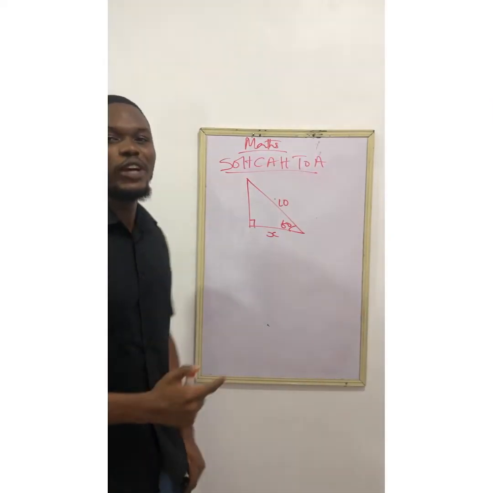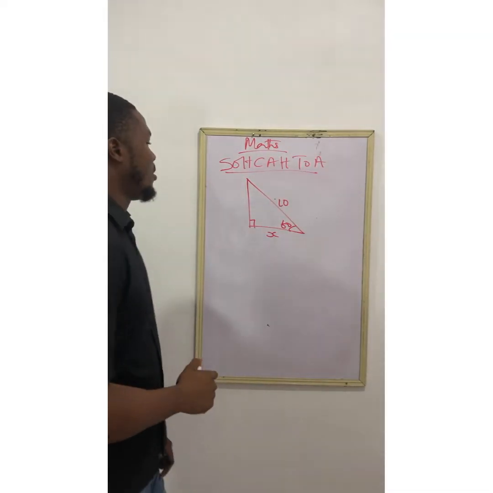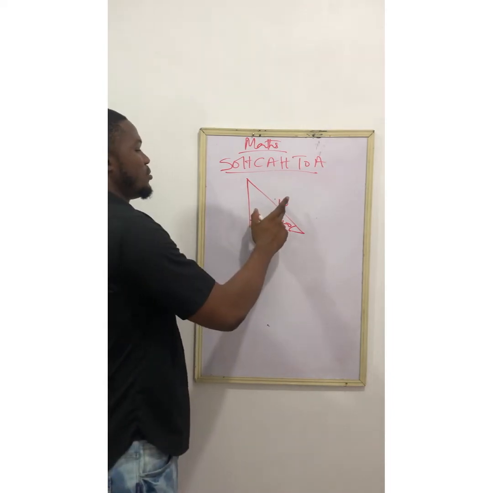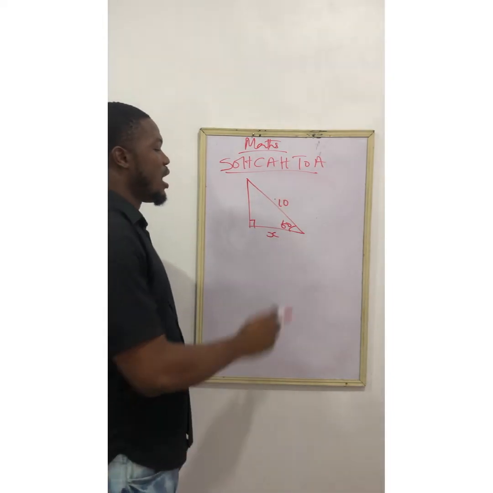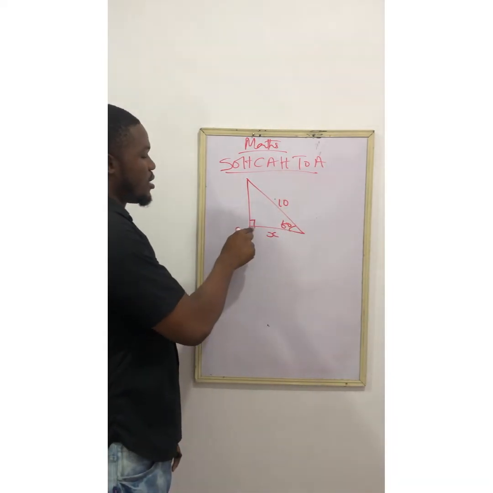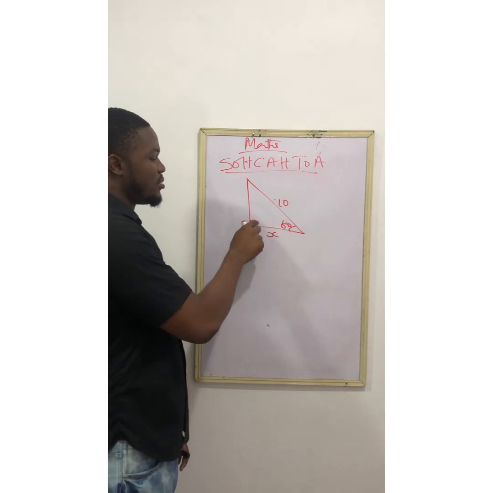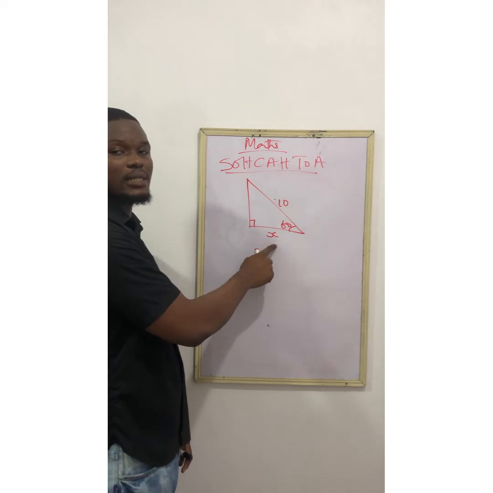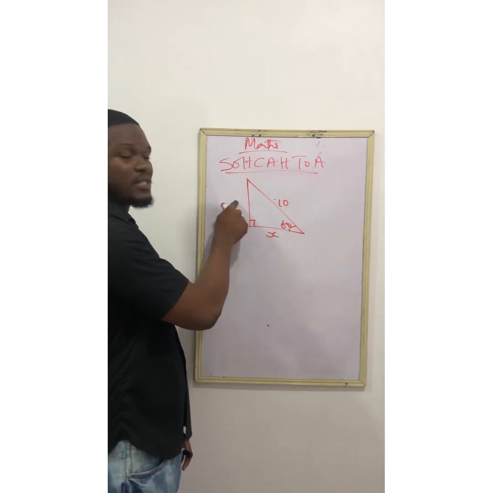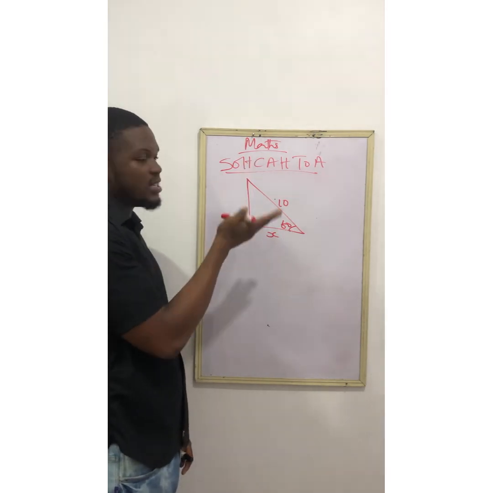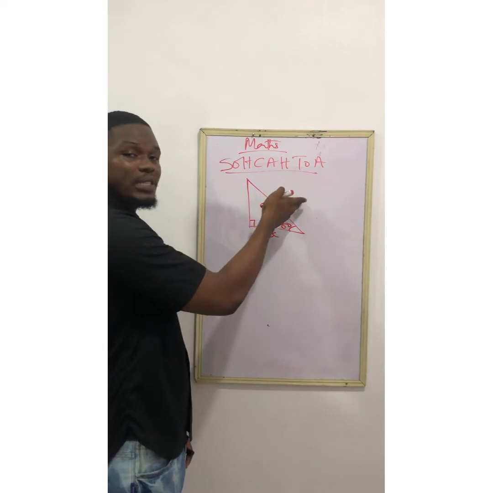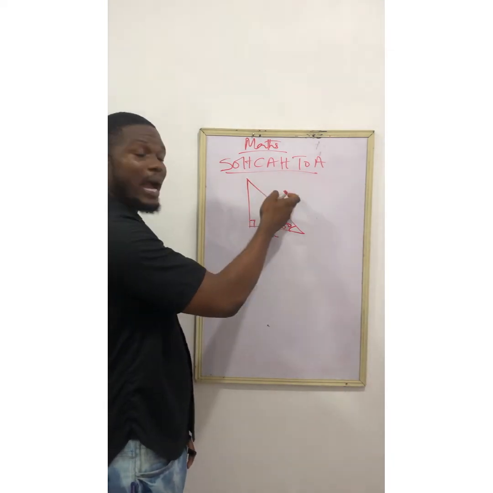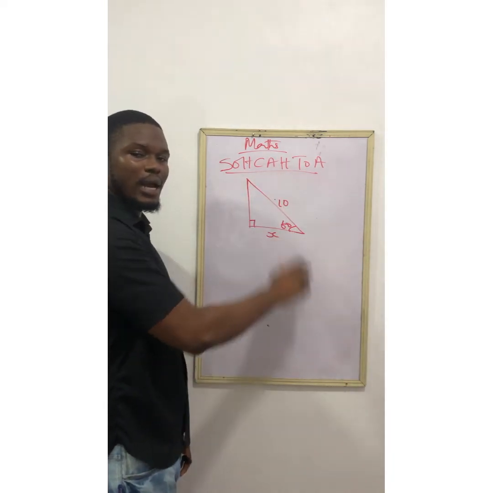Okay, now let's try a question under this. Look at this question. It's a right angle triangle. You have the angle given. You have the 90 degree. This is the hypotenuse, and down here is the adjacent. This is the opposite of 60. We're not given the opposite. So what we're given is the adjacent and the hypotenuse.